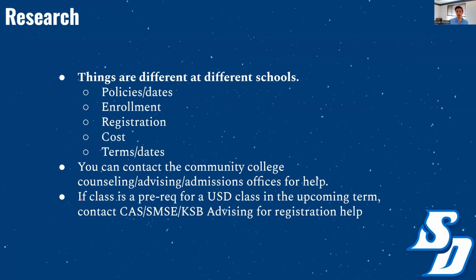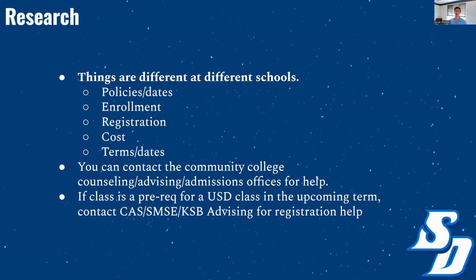Finally, a little funny little nuance. If a class is a prereq for a USD class in your upcoming term, you can contact the College of Arts and Sciences, Shiley-Marcos School of Engineering, or the Knauss School of Business Advising for registration help. So an example, if I'm a business student and I'm doing calculus in the summer, and I want to do stats in the fall, well, I happen to know that calculus is a prerequisite for stats. So if I want to register for stats in the fall and I'm doing calc in the summer at a community college, the USD registration system isn't going to know about that, and it's not going to let me register.